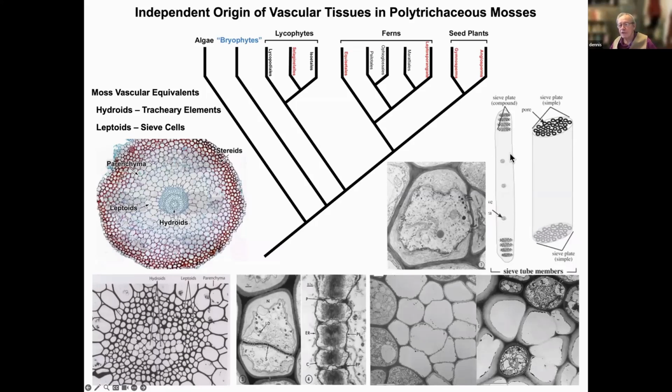The same thing's true with these. We have these vessel elements here with these sieve plates, often with simple ones. Here are the hydroids with these thick walls, and look, some of them have big holes in their end walls. These are known to conduct water. These are known to conduct photosynthate.